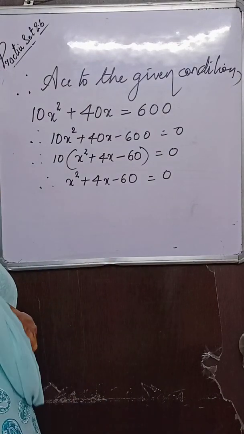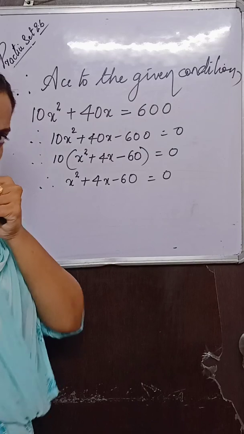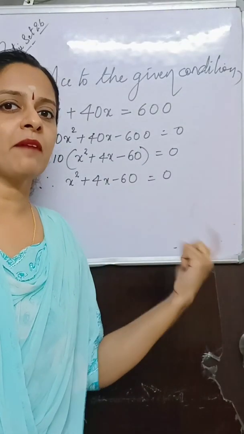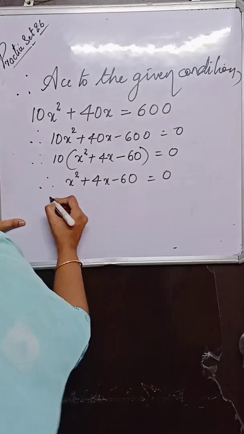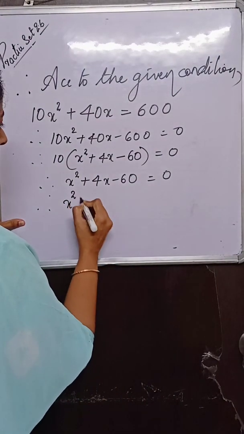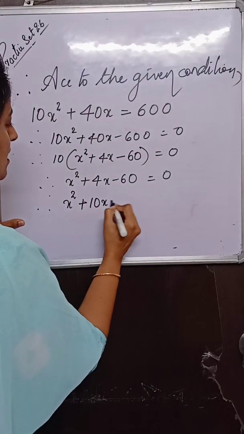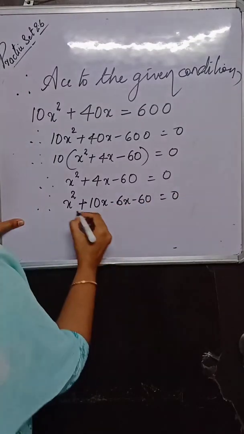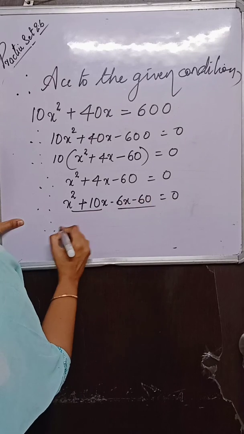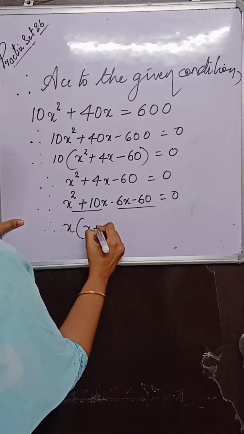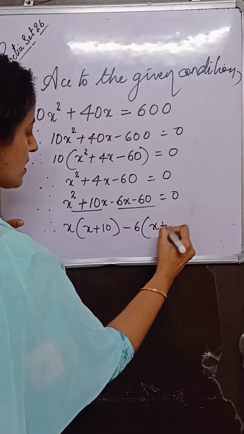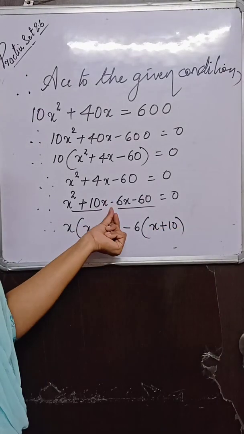60. So which two numbers will give you 4? 10 and 6 make 60. 10 minus 6 will give you 4. So we got the numbers: x square plus 10x minus 6x minus 60 equal to 0. Take common: x plus 10, minus 6 into x plus 10, minus sign.